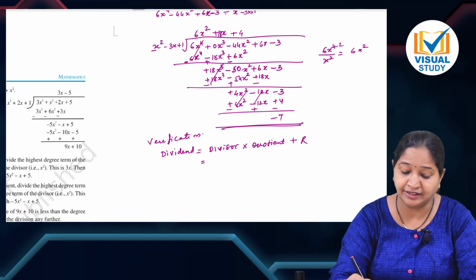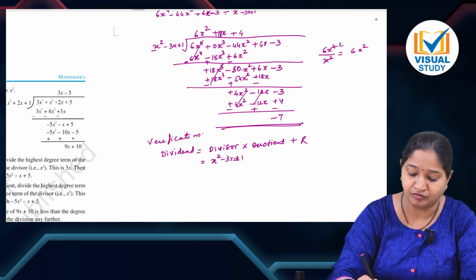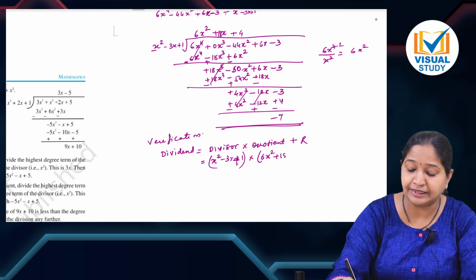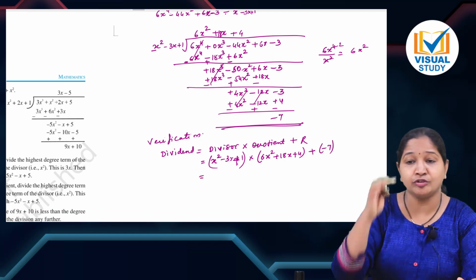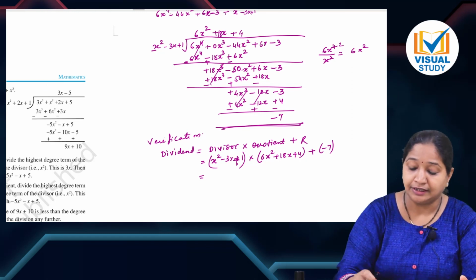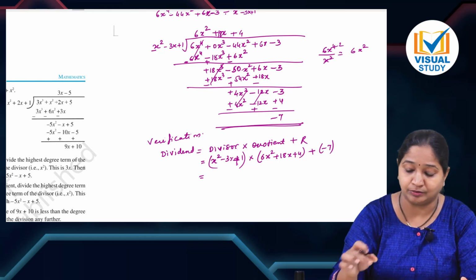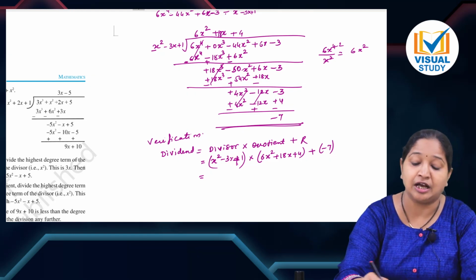What is your divisor? Divisor is x square minus 3x plus 1. Divisor into quotient, which is 6x square plus 18x plus 4, and remainder is minus 7. What you have to do is multiply this x square by this full term, then minus 3x by this full term, then plus 1 by this full term, and you'll see that you get our dividend.